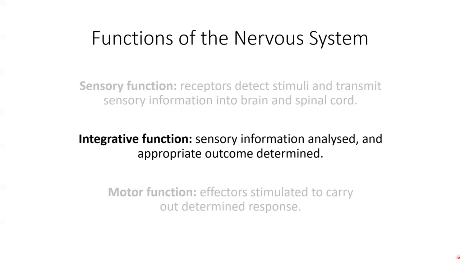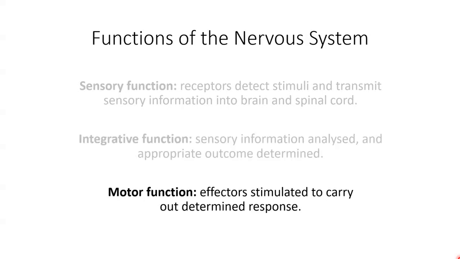The integrative function processes sensory information by analysing it and making decisions for an appropriate response or non-response. And once the sensory information is integrated, the nervous system may elicit an appropriate motor response by activating effectors, which can be muscles or glands. Stimulation of an effector causes an output, such as a muscle contracting to produce movement or the secretion of a gland.